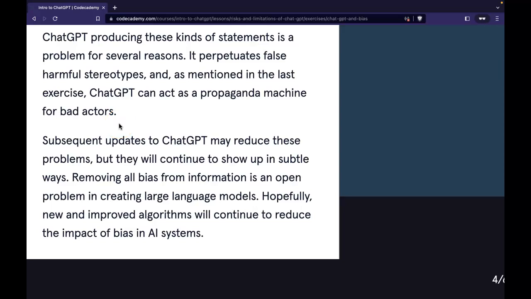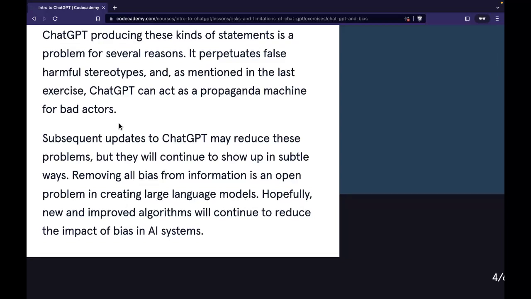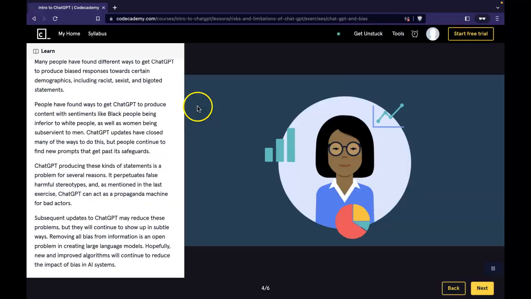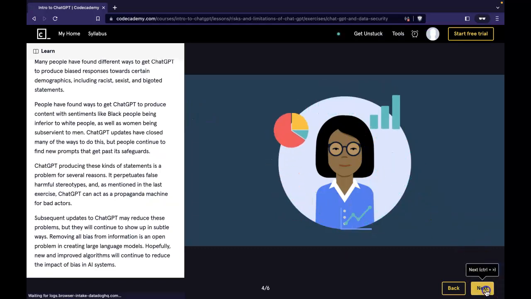It perpetuates false, harmful stereotypes, and as mentioned in the last exercise, ChatGPT can act as a propaganda machine for bad actors. Subsequent updates to ChatGPT may reduce these problems, but they will continue to show up in subtle ways. Removing all bias from information is an open problem in creating large language models. Hopefully, new and improved algorithms will continue to reduce the impact of bias in AI systems. Let's go ahead and hit next.